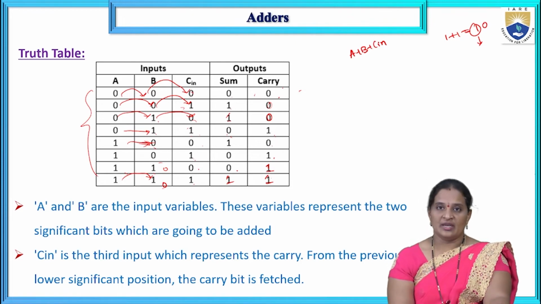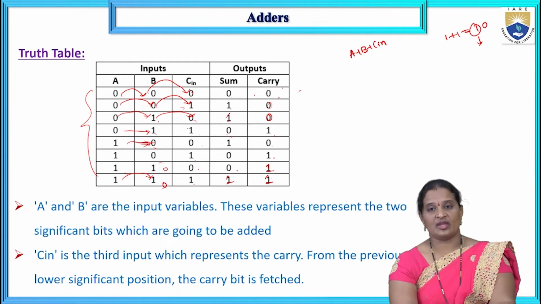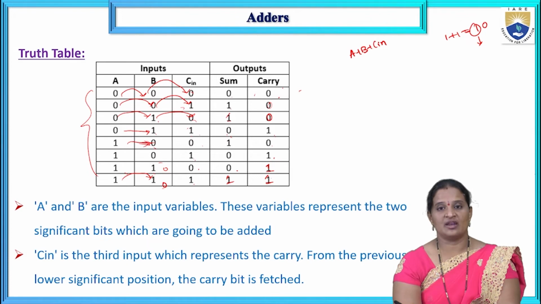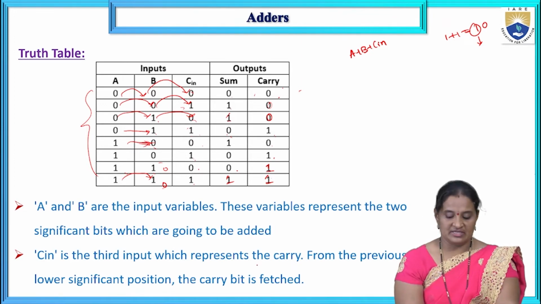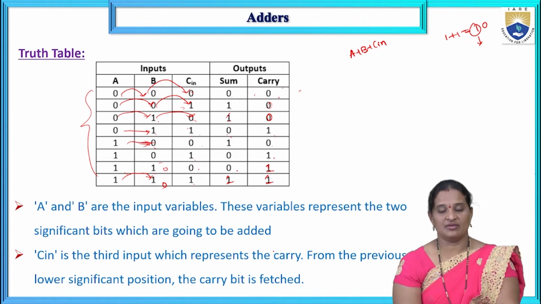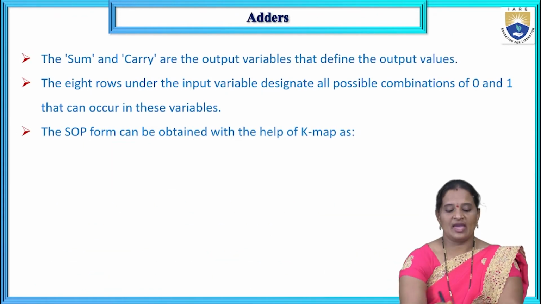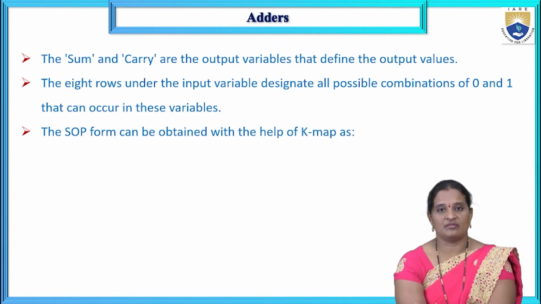So this is the 3-bit addition and it is called a full adder. Where A and B are the input variables, and these variables represent the two significant bits which are going to be added. CIN is the third input, which represents the carry from the previous lower significant position, and the carry bit is fetched. Okay, so this is the truth table. So the sum and carry are the output variables that define the output values.